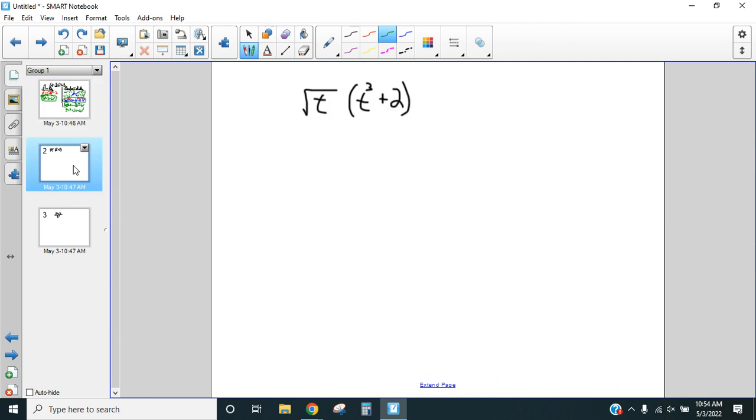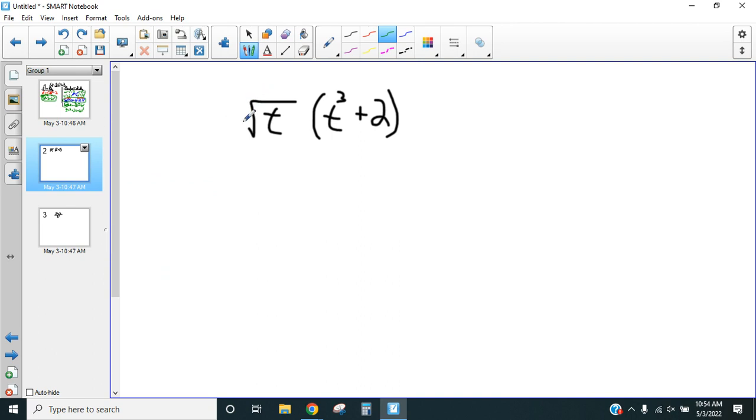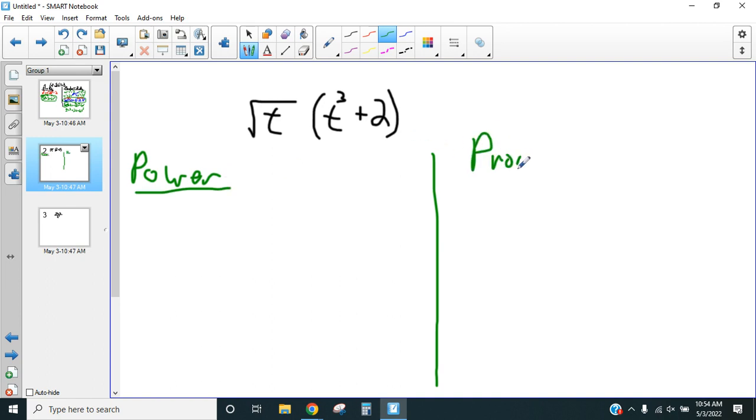Okay. Here's the next one. A little different. It's got a square root with it. We're going to do two different ways as well. Same thing. This side will be power rule. So power, and then product rule on this side.